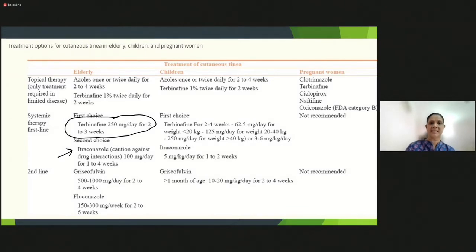If terbinafine doesn't work, we go for itraconazole. Fluconazole is also useful, but usually we prefer terbinafine and itraconazole as the first choice, since a lot of resistance is being reported to azoles. In tinea capitis, the drug of choice will be griseofulvin. Tinea capitis means scalp infection.